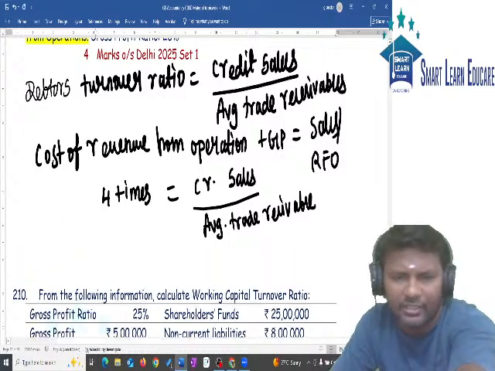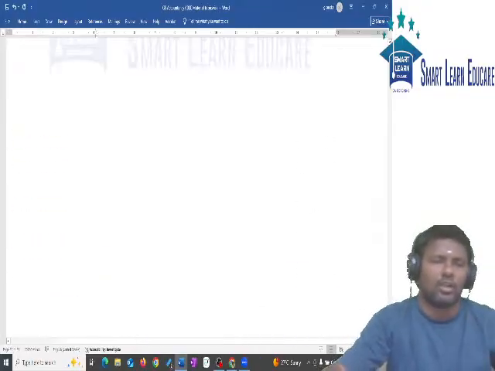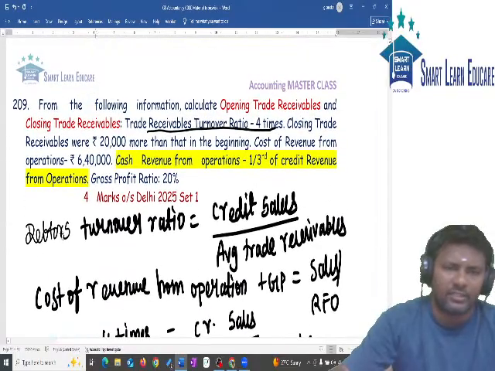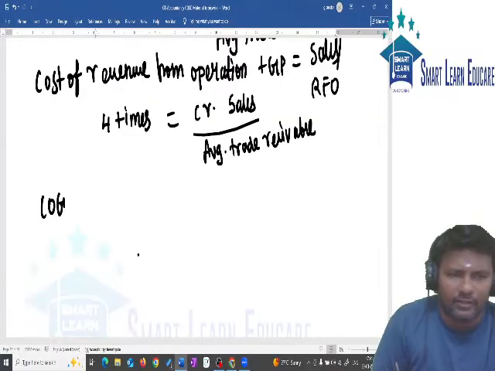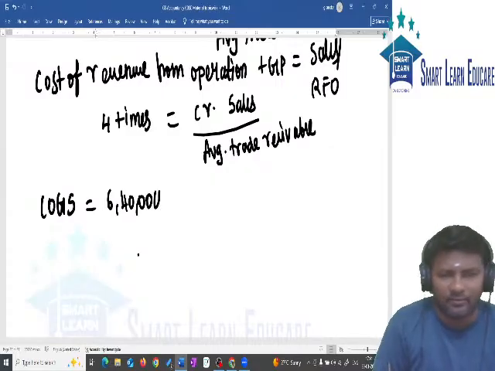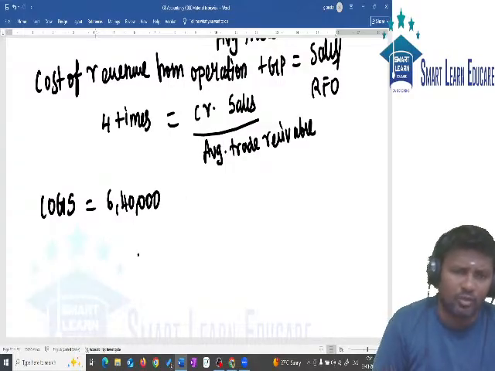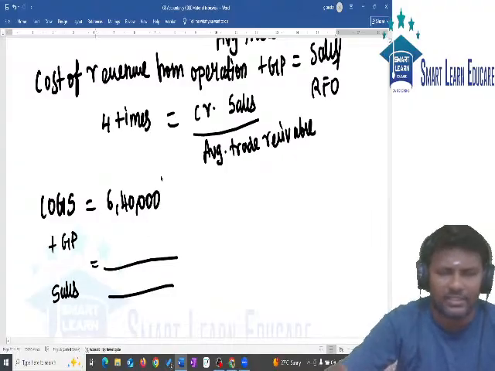Cost of goods sold is given in the question, as 6,40,000. With that cost of goods sold, gross profit should be added. Cost of goods sold plus gross profit will give you sales.